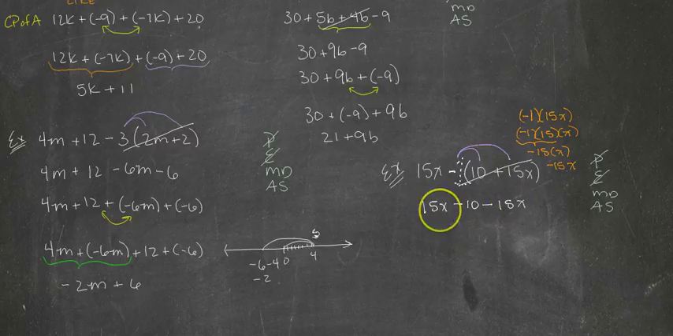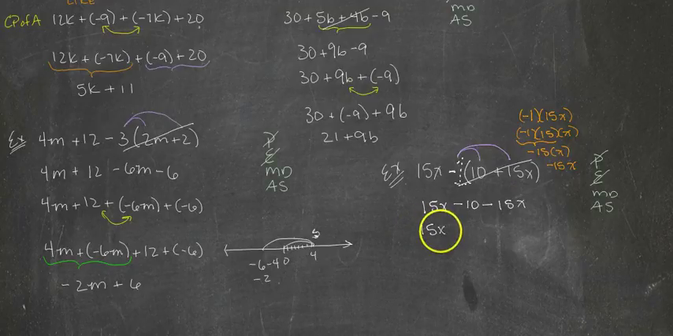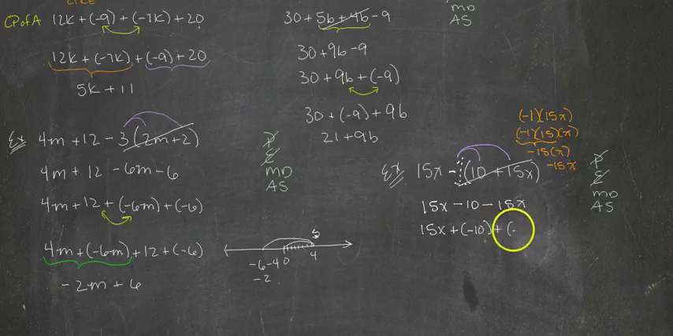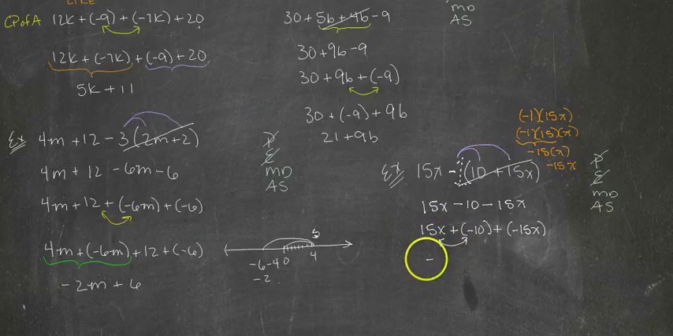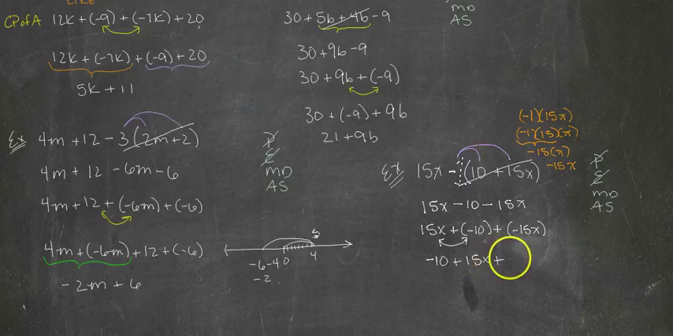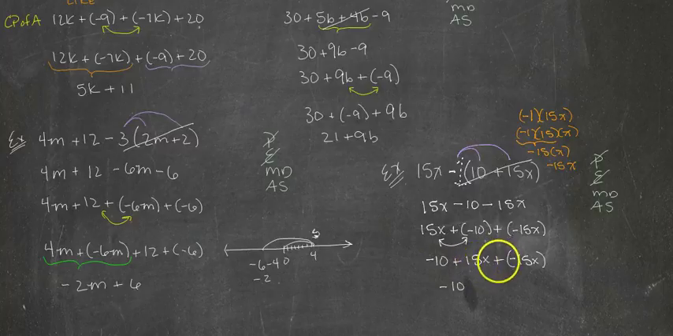I want to use the commutative property of addition, but I don't have addition, so let's switch it. 15x plus negative 10 plus negative 15x. Now I can switch these two. Negative 10 plus 15x plus negative 15x. Negative 10, 15x plus the opposite of 15x is just 0. So the answer then is negative 10.